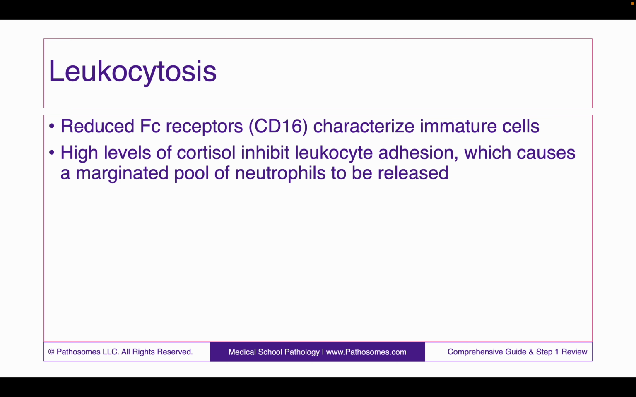Reduced Fc receptors characterize immature cells. Fc receptors, also in this case known as CD16. High levels of cortisol inhibit leukocyte adhesion, which causes a marginated pool of neutrophils to be released.